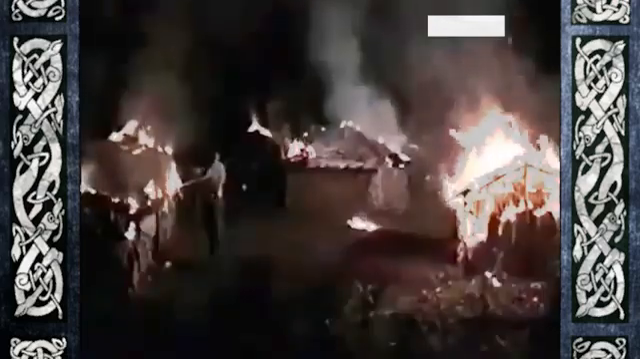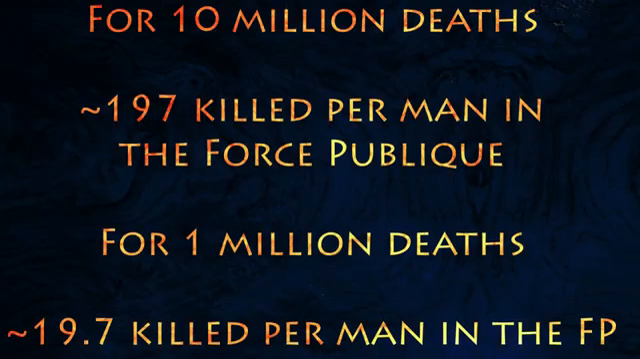If we average the size of the Force Publique in 1892 and 1908, we get 15,450 men in the Force Publique at any one time. And with 3.286 tours of duty, this means that there were roughly 50,769 men in the Force Publique during the entirety of Leopold's rule. This would translate to roughly 197 men killed for each member of the Force Publique in order to reach 10 million kills. This seems like an extremely dubious figure.